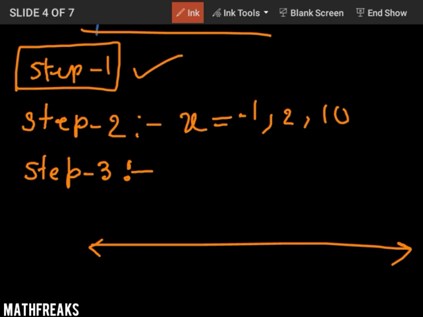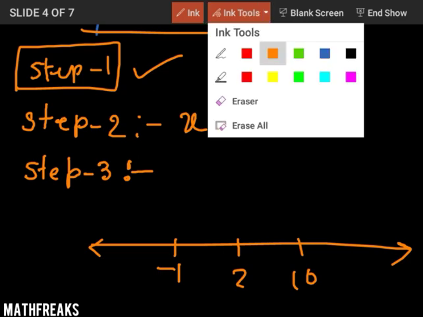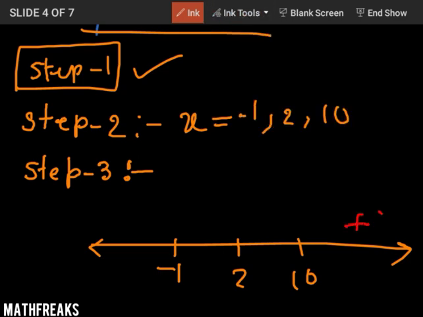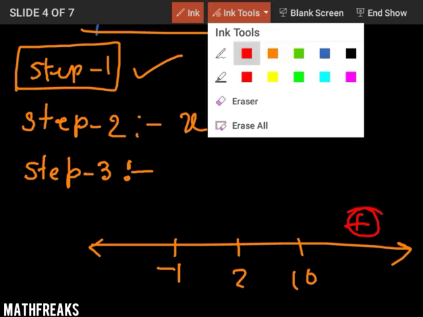So -1, 2 and 10. So -1 first because it is the smallest, then 2, then 10. Now here we have 3 factors, so 3 critical points, but this is easy. Again follow the steps. Put the left hand side positive region, right?